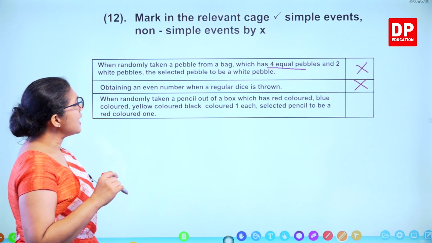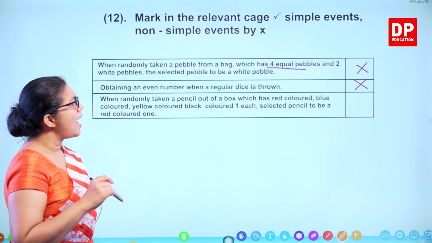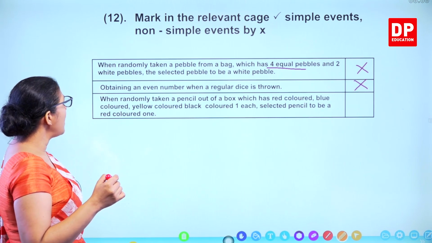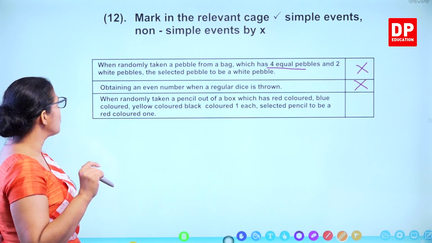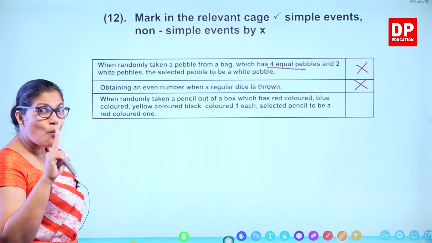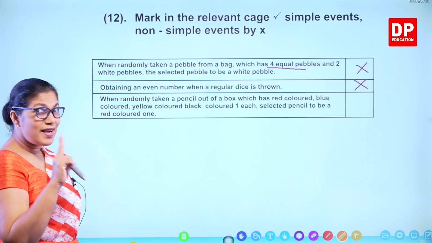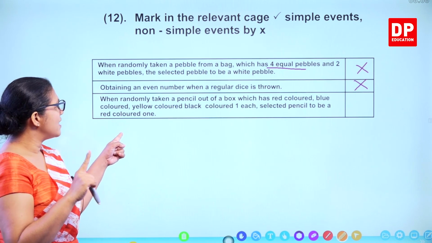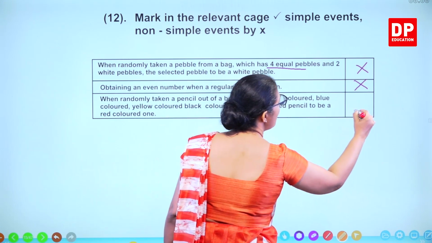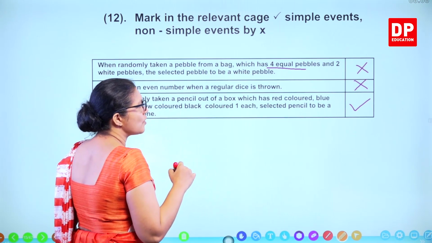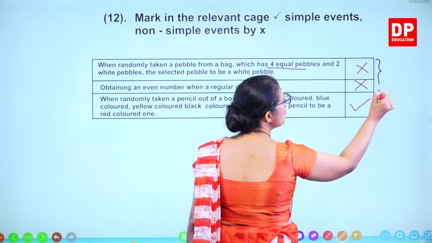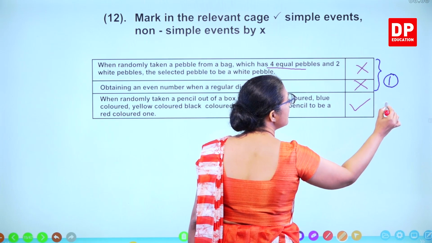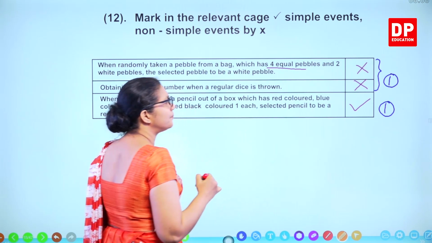When randomly taken a pencil out of a box which has red colored, blue colored, yellow colored, black colored, one each, selected pencil to be a red color. So all these are ones. So that's one element for red. So that's a simple event. So you get marks for these two, just 1 mark and 1 mark here.